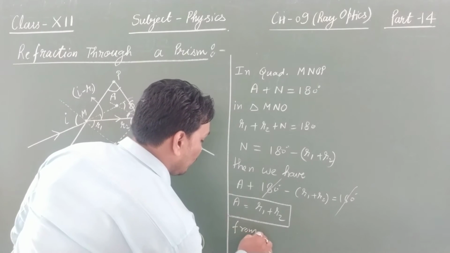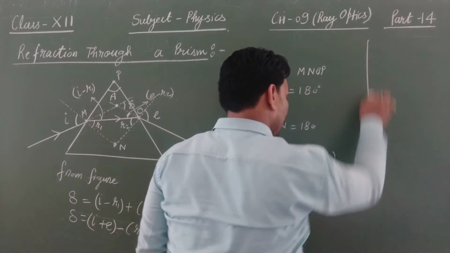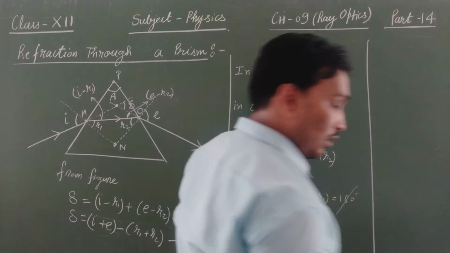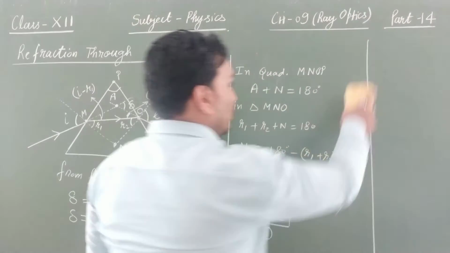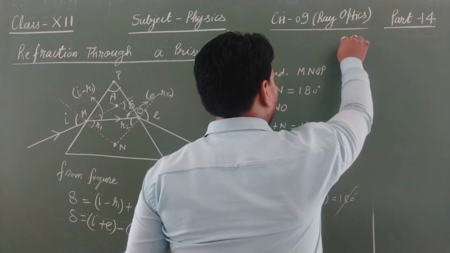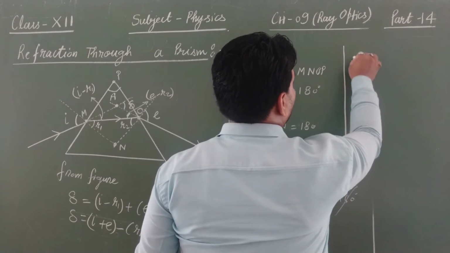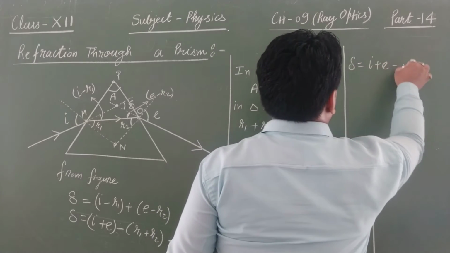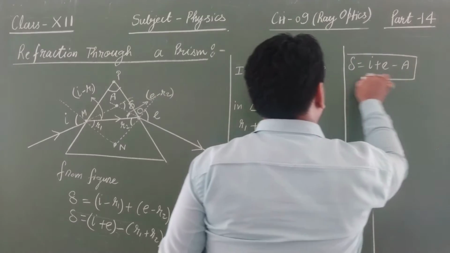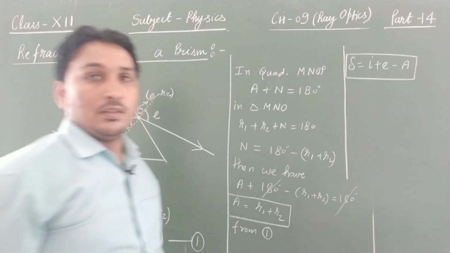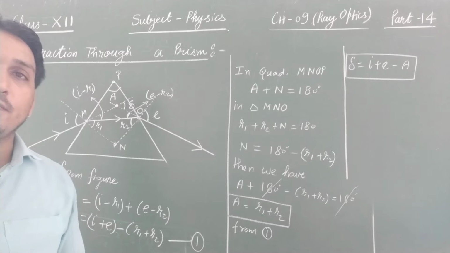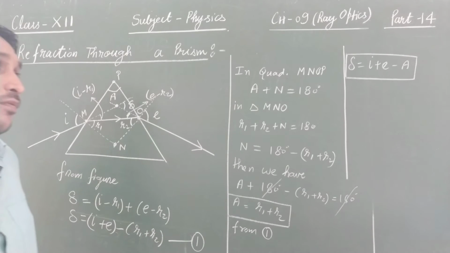Okay. Now if you put the value of A over here, R1 plus R2 over there, from 1 we'll have the relation delta is equal to I plus E minus A. So this is the value of angle of deviation for a prism. I hope there is no doubt. It is very easy. You can understand it very easily. So this is the angle of deviation for a prism.